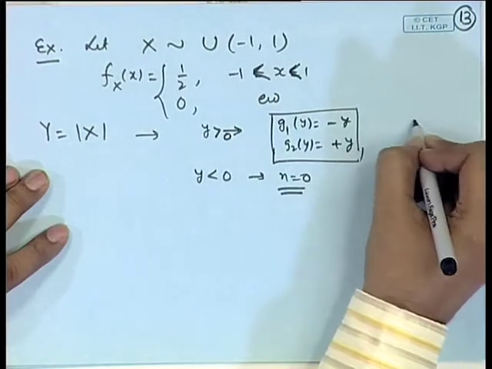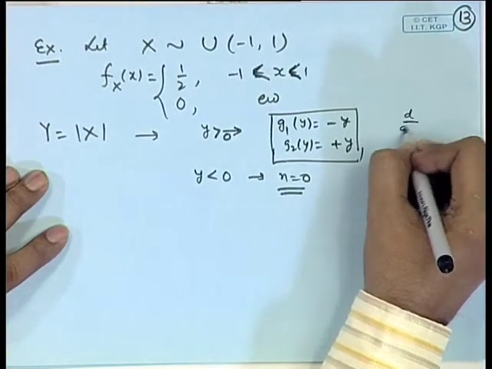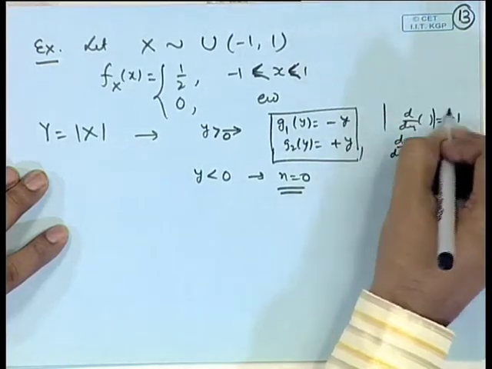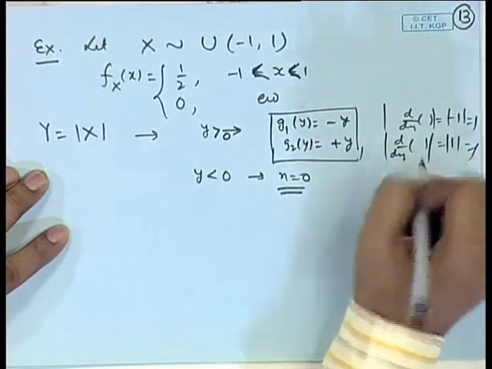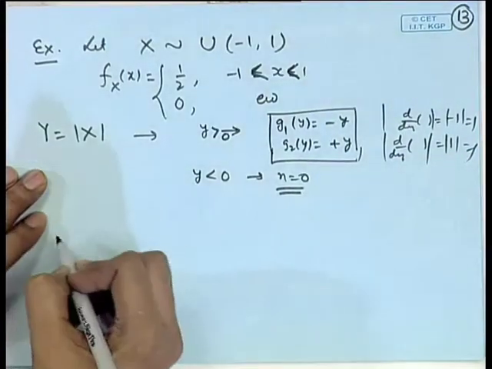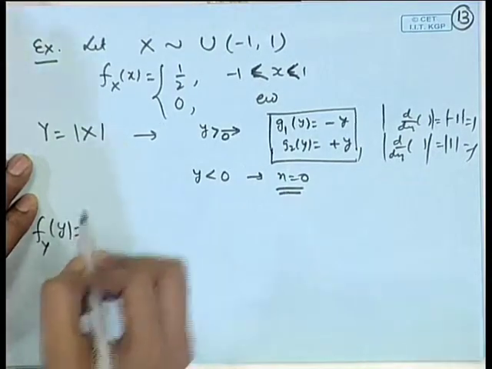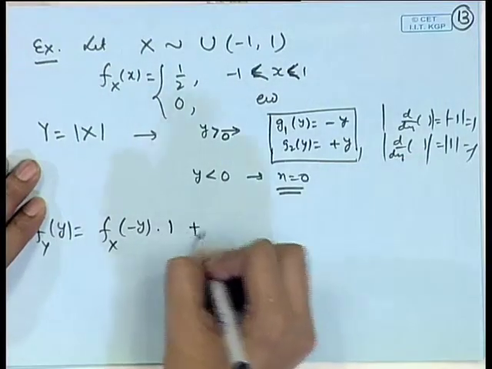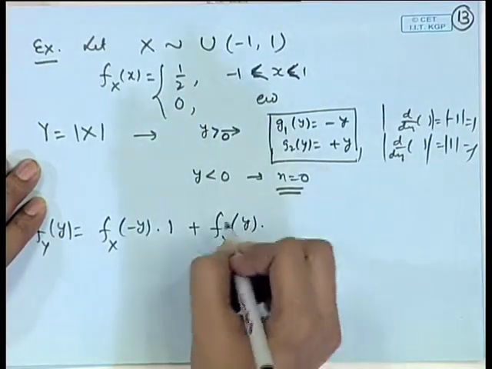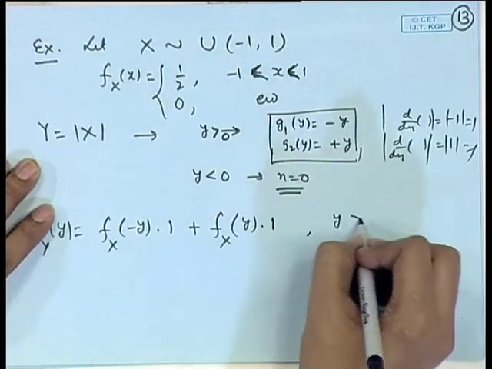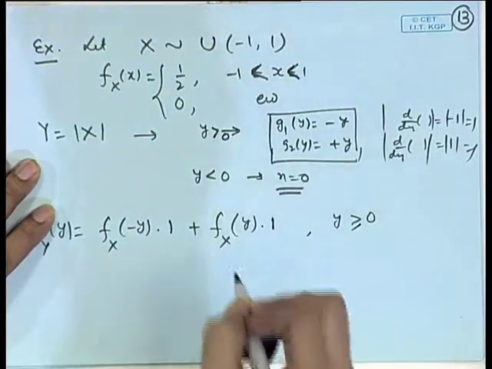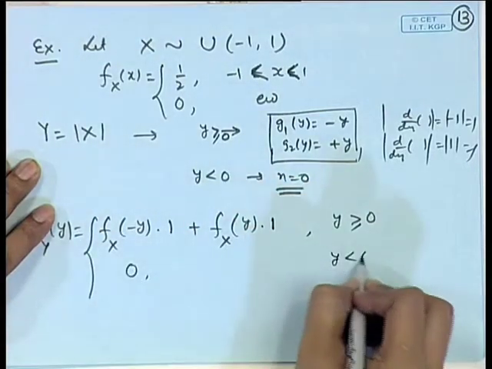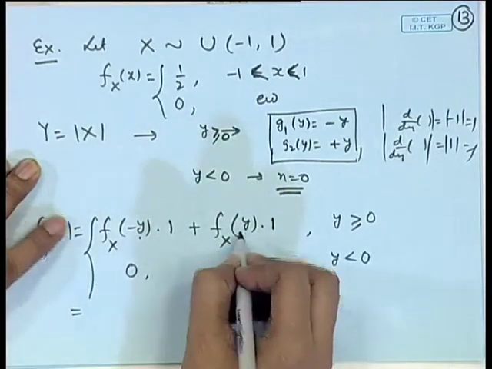And the derivatives here, you can see d by dy of this is equal to minus 1 and d by dy of this is plus 1. So, if you take absolute values, then both are 1. So, the density function of y is the density function of x at minus y into 1 plus the density function at plus y into 1 for y greater than 0. If you want, we can include equal to 0 also, that does not make any difference, and it is equal to 0 for y less than 0. So, this is half plus half, that is equal to 1.